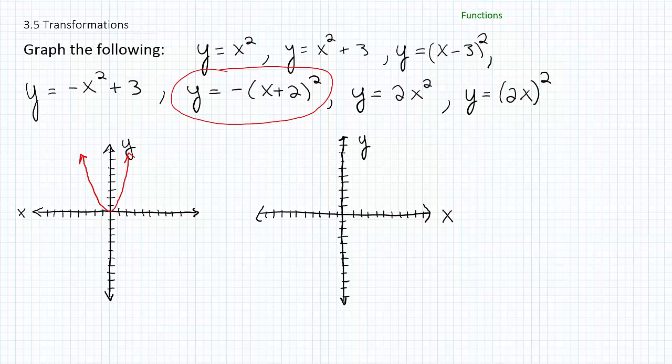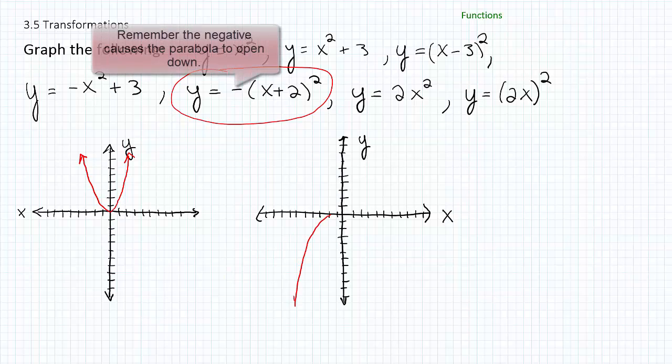In this case, a positive 2 means we'll actually move 2 units to the left. That's counterintuitive again. Remember, we said that inside the parentheses, it's sort of opposite world, right? So positive 2 would normally make you think of 2 units to the right, but we're actually going to move it 2 units to the left because it's inside the parenthesis. So that means that the vertex is actually going to start here at x equals negative 2 and will open down. So the parabola will look like that.